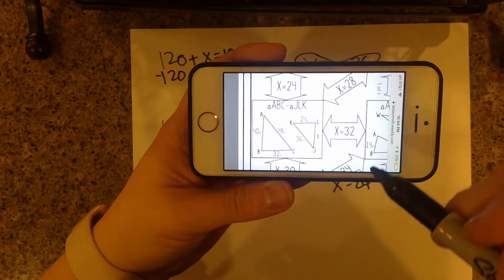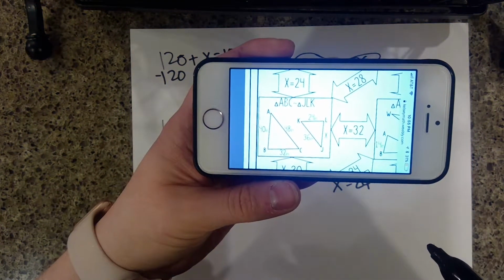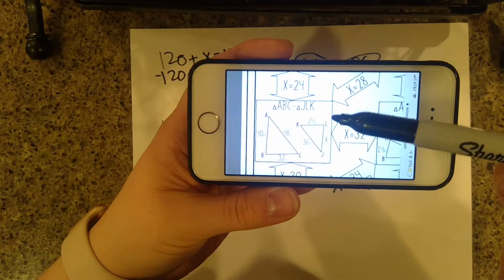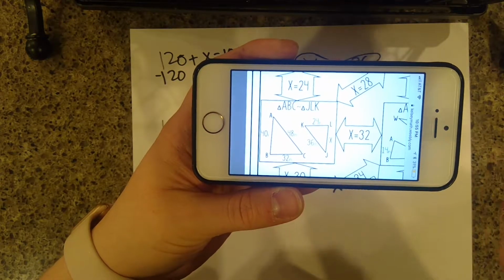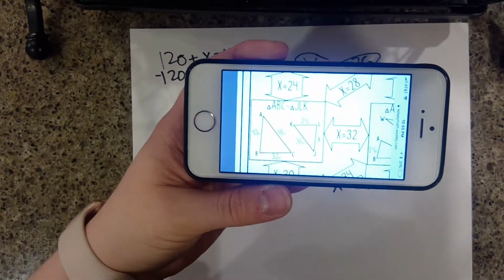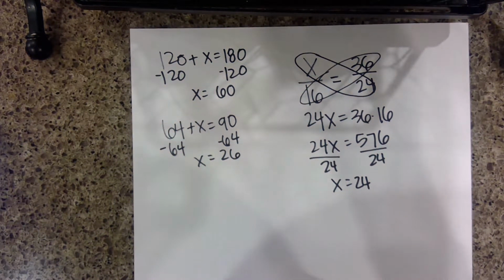And you have to make sure that you're using corresponding sides. So here we have side LJ, and that would be corresponding to side AB. And then you pick one of the other sides that are corresponding. Okay, so that's how you do those mazes.